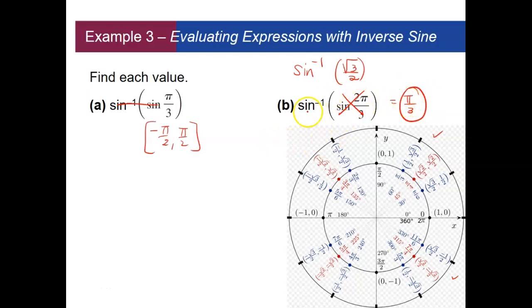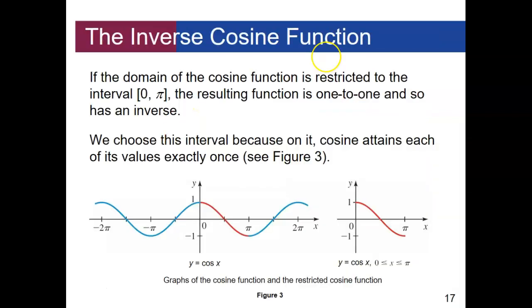Okay, so yes, we can do these problems. We just can't do them using the cancellation property unless this value fits within that restricted domain that we're talking about. Okay, so moving on to talking about inverse cosine. Very much the same conversation when we talk about this. We have to restrict cosine, otherwise it's not one-to-one and therefore it doesn't have an inverse.